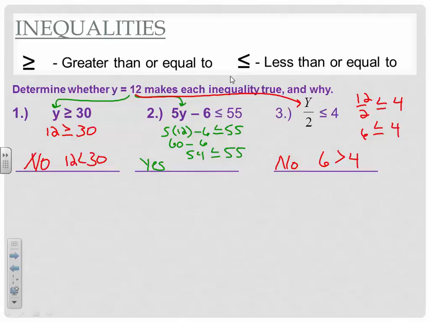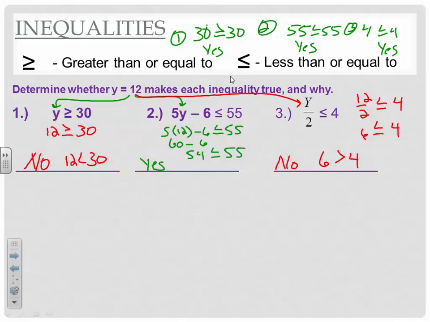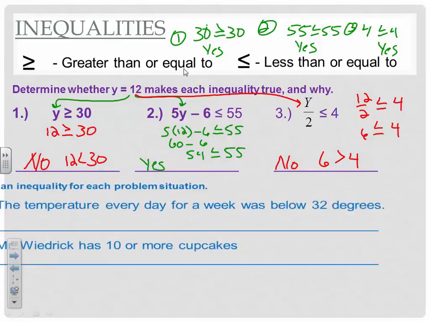So in any of those, could the answers have been equal? Yes, they could have. So for number 1, could I have had 30 greater than or equal to 30? Yes, definitely. For number 2, could we have had 55 less than or equal to 55? Yes, we could have. And for number 3, same deal. Could we have said 4 is less than or equal to 4? Yes, we could. So notice that an inequality can be greater than or less than. They can also be equal to if you have this symbol with a little equal sign underneath.